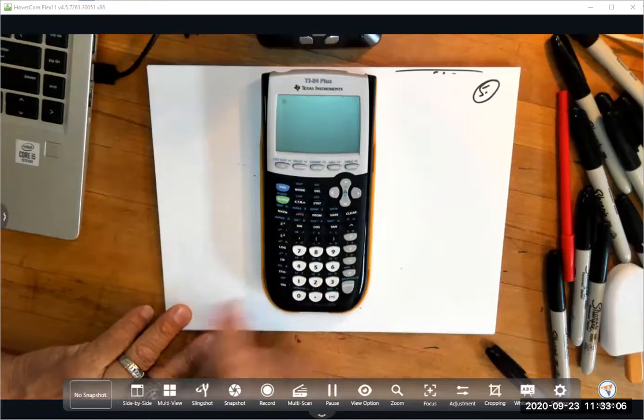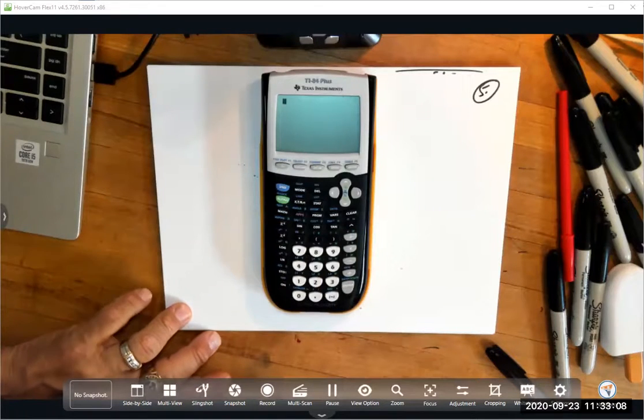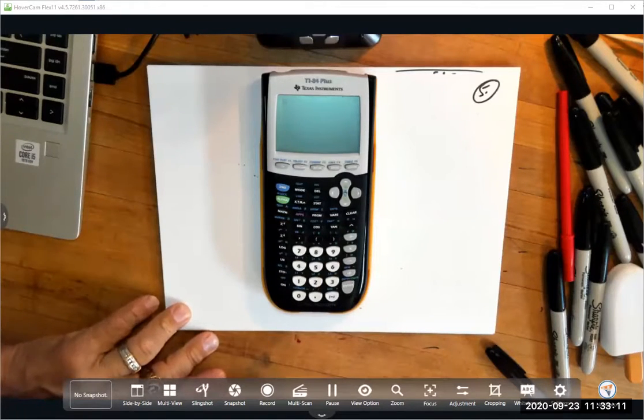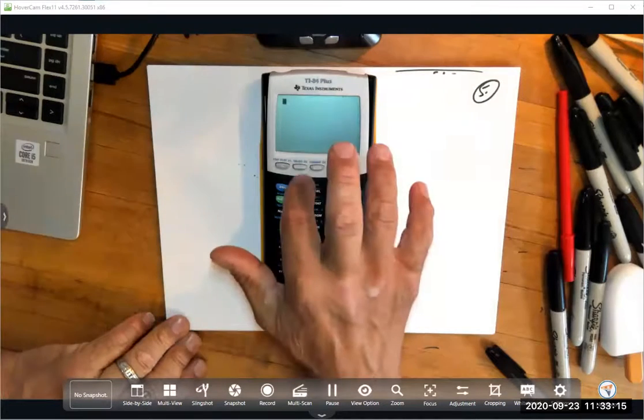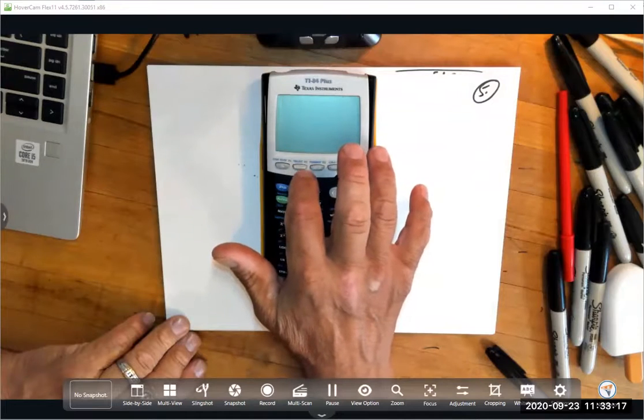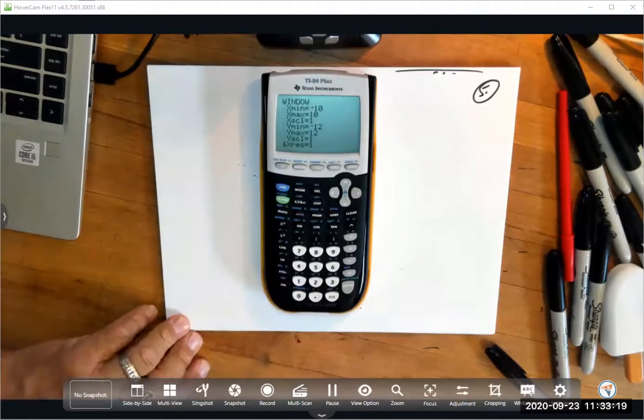Okay, everybody get that far? I don't have to do it again? Okay. Next step, you're going to hit this key, it says window. See right here? It says window, hit that. Right there.